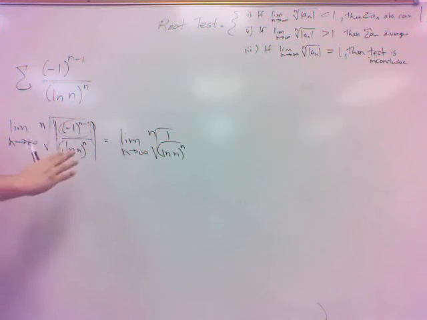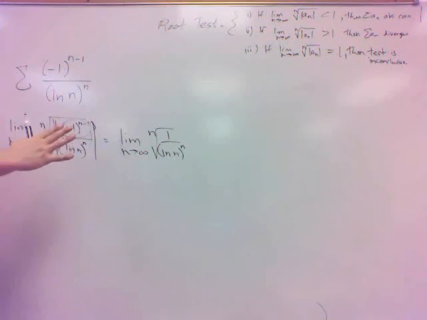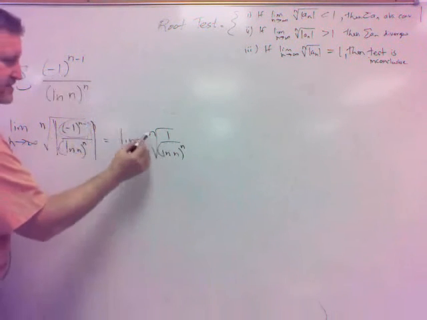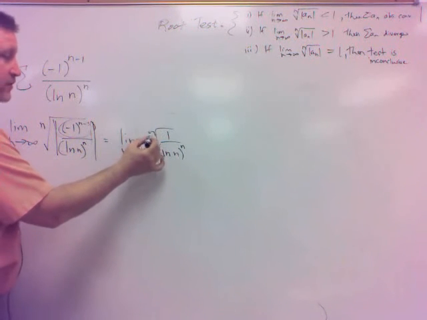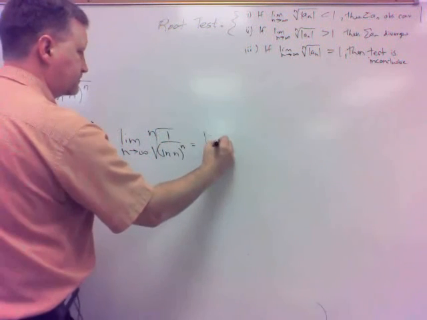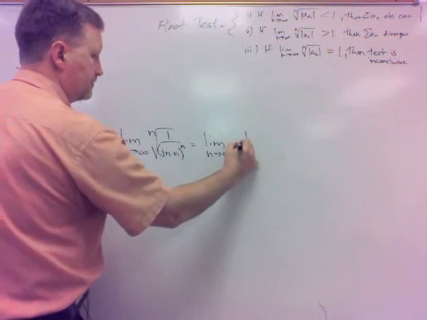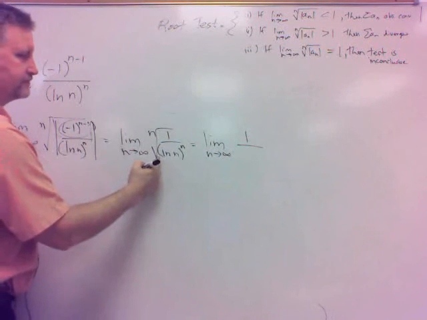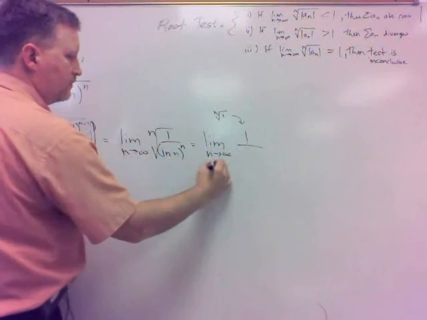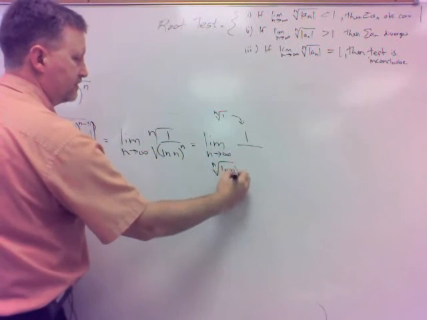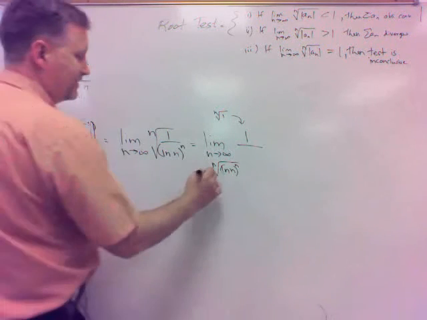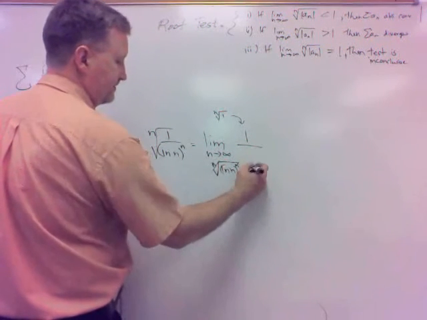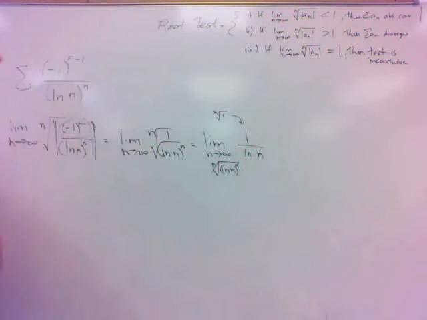Because that's just the alternating signs, right? Everything will be positive, so there's no alternating. It's just one on top now. It's not one negative one. With me? Well, that's good, because since I'm doing the nth root, that's where the beauty of the root test comes in. We're doing the nth root. Well, the nth root of 1 is just 1. What's the nth root of ln of n to the nth? Well, the root and the power cancel out. Just ln of n.